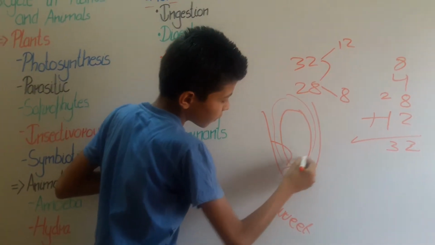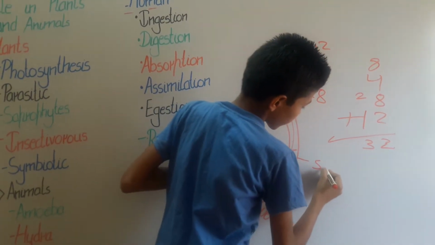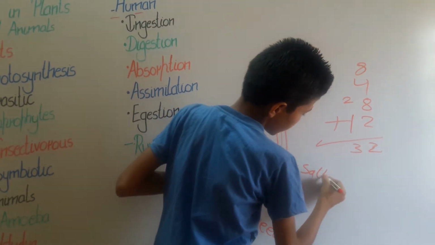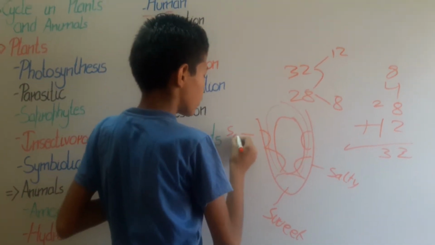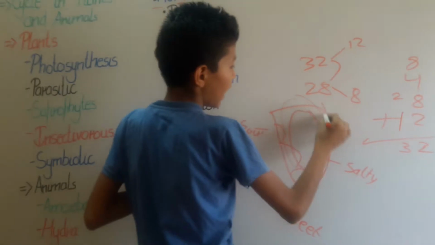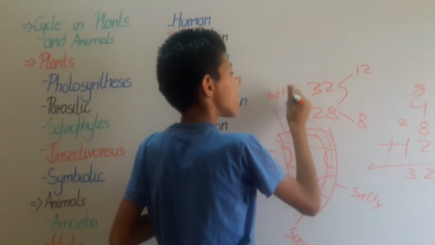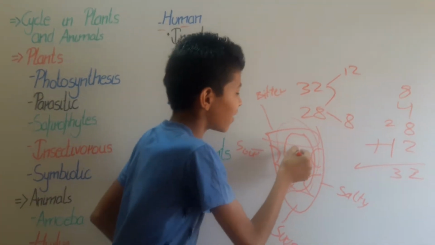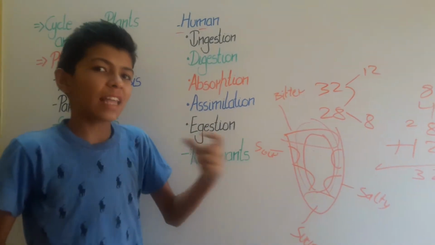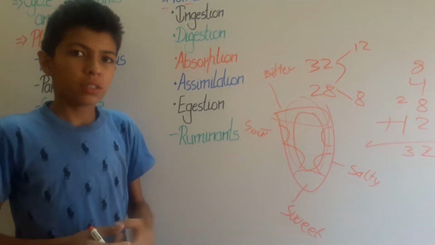And here this area we have is salty, and upper than the salty we have is sour, and then here we have is bitter. So why do we not taste enough here? Because here we do not have enough taste buds.